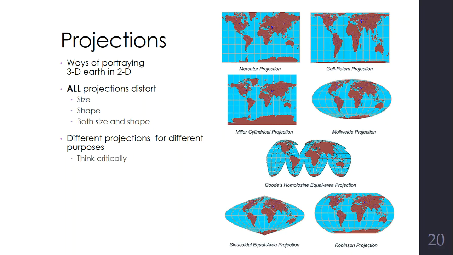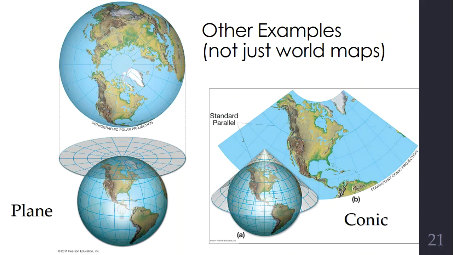And so we want to think critically about who made the projection, what is the projection doing, how is it distorting? And again, all projections are going to have to distort somewhat because we're taking that three-dimensional globe and trying to display it in a two-dimensional space. And so there are other examples, not just world maps.